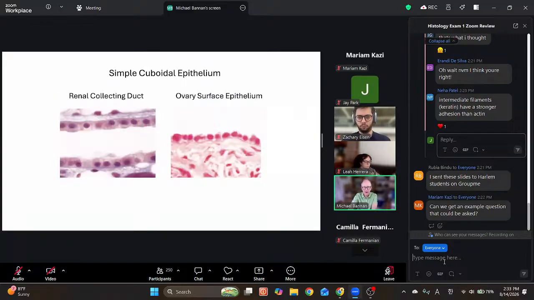Cuboidal epithelium. On the left, we've got an example of the lining of a renal collecting duct. And we're talking about this epithelium right here. This here is actually a blood vessel. It's a capillary. And this would be a simple squamous epithelial lining. But this is a simple cuboidal epithelial lining. And we also see a similar lining on the surface of the ovary. Okay, so these cells are about as tall as they are wide, so they're cuboidal. It's a single layer, so it's simple cuboidal epithelium.